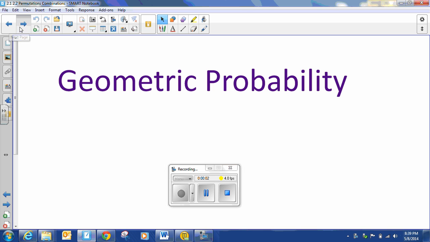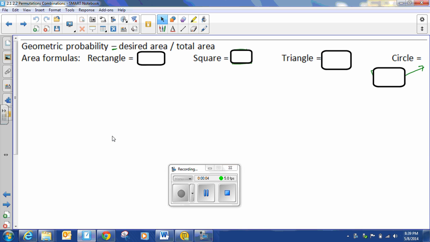Geometric probability. So geometric probability is basically desired area divided by total area. And remember that probability is always a number between 0 and 1. It can be represented as a fraction, decimal, or percent.